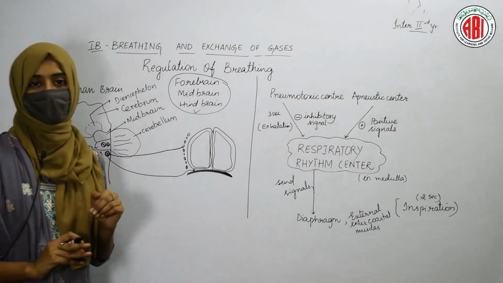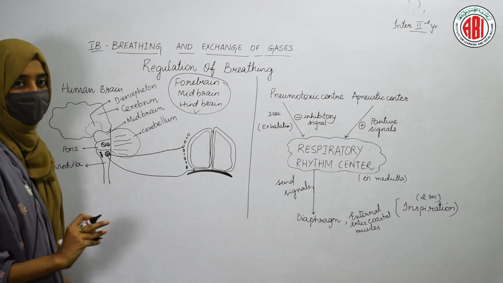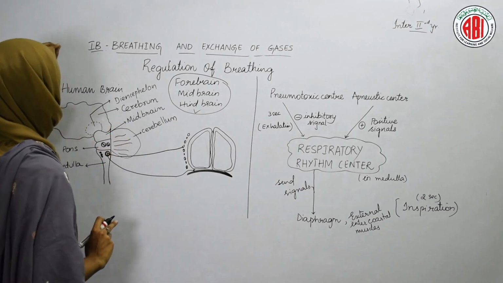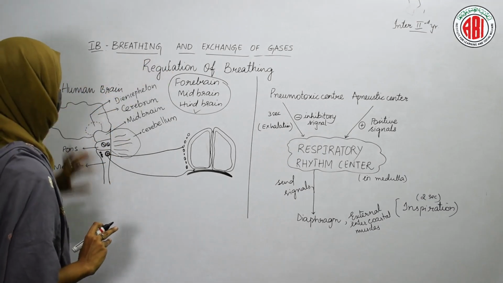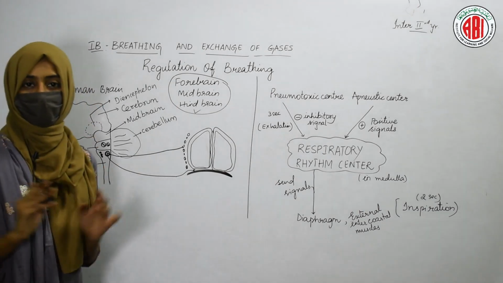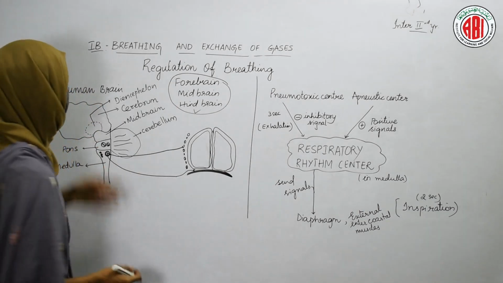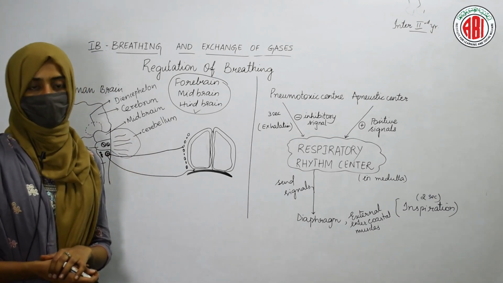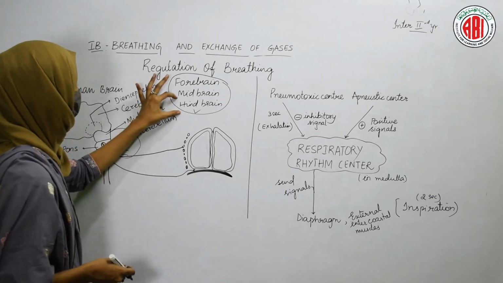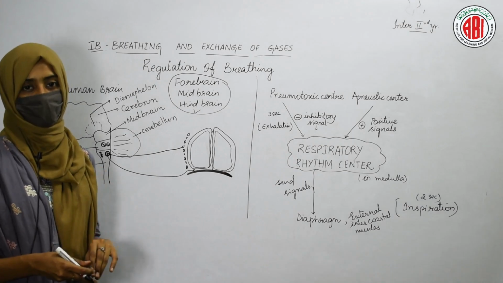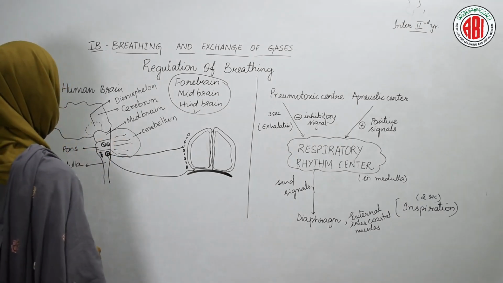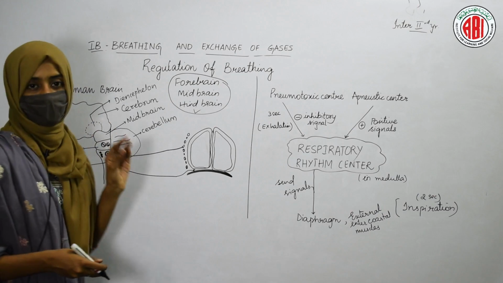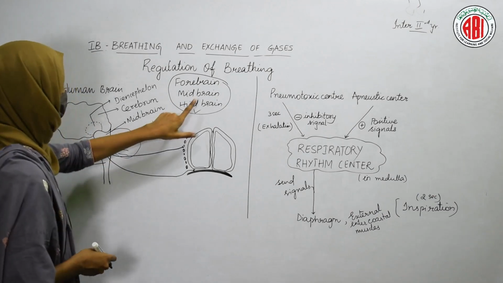Now, which part is responsible for regulating the breathing process? Forebrain shows diencephalon and cerebrum. Both parts are not involved in carrying out the process of respiration. Midbrain is also not involved in the process of respiration, but hindbrain plays a major role in respiration. So, let us see what role is played by the different parts of our hindbrain.